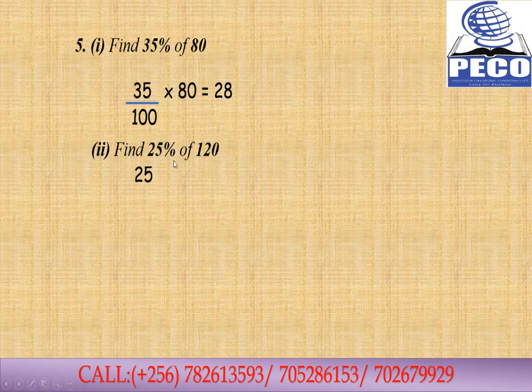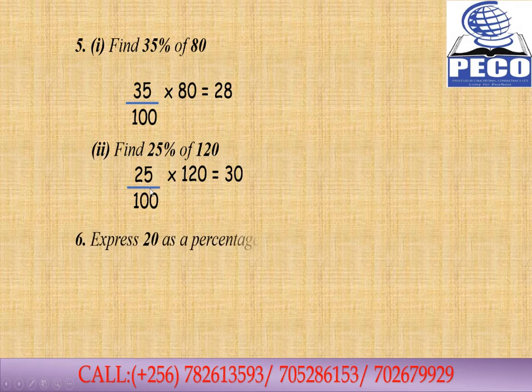Example 5. Find 35% of 80. Remember, percent means out of 100. So, 35 out of 100 times 80 will give us 28. Find 25% of 120. So 25%, 25 out of 100 times 120. We can multiply 25 times 120, and whatever you get, divide by 100 to give us 30.